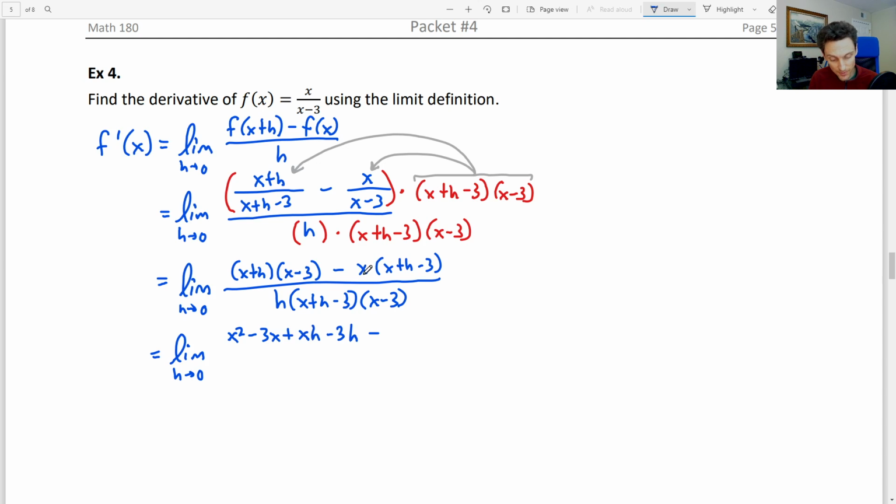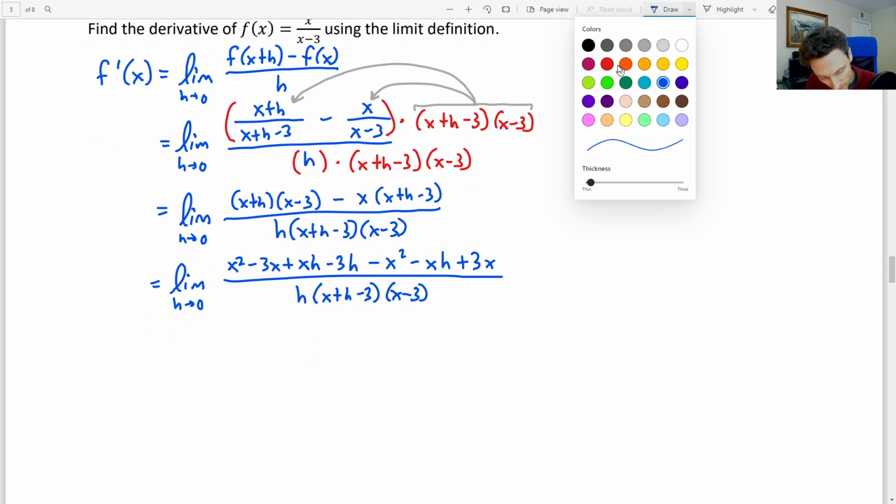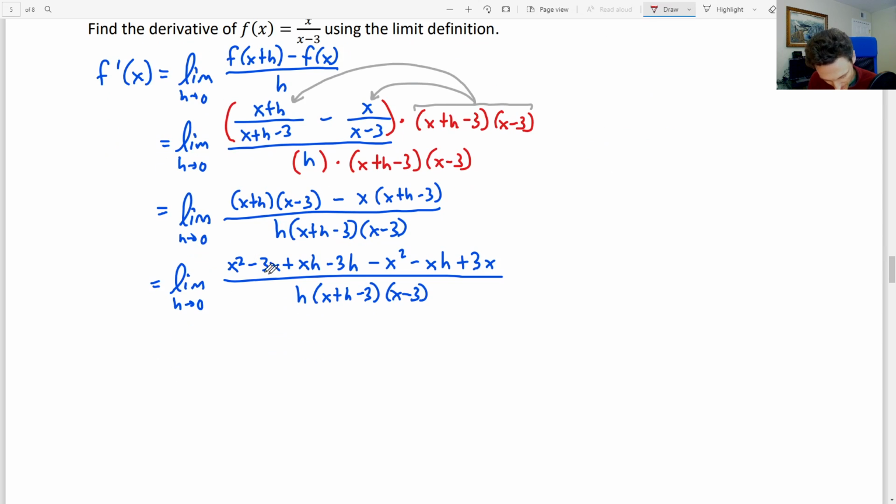And then distribute the negative x. So we have negative x squared minus xh plus 3x. Again, not distributing on the bottom because we want to cancel off that factor of h. We want to leave it factored. Now on the top we're going to have a big canceling fest.